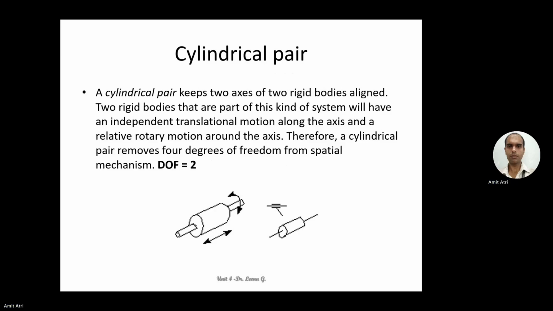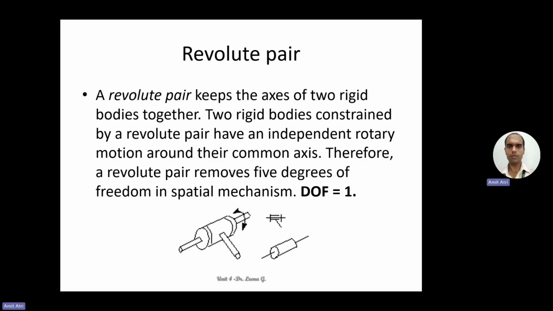Next is the cylindrical pair. So here the two axes of the two rigid bodies are aligned. Two rigid bodies that are part of this kind of system will have an independent translational motion along the axis and relative rotary motion around the axis. Translation forward and backward like that, and rotational motion, so twisting type. So the cylindrical pair removes 4 degrees of freedom from the spatial mechanism. So out of 6, 4 are removed, only 2 degrees of freedom are left.